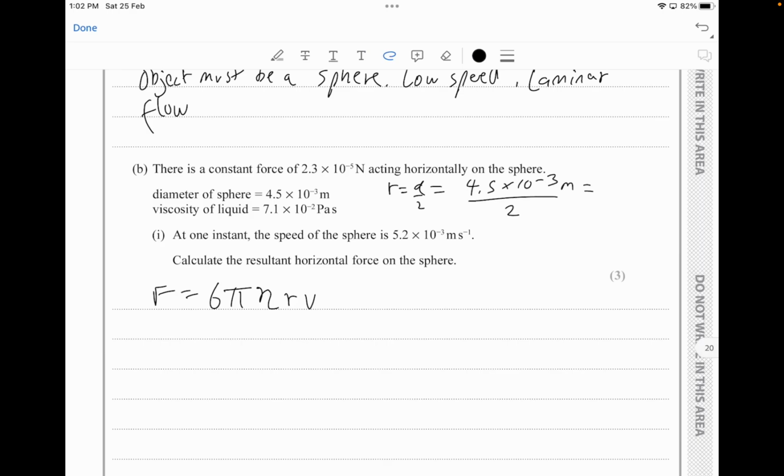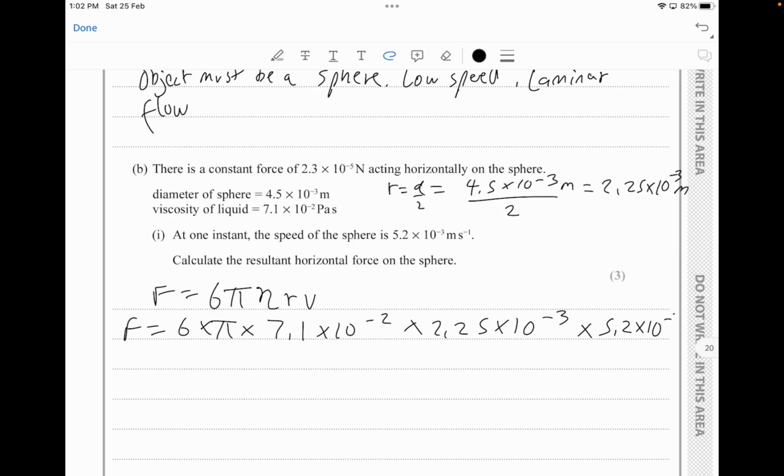This is in meters, which is going to give us a radius of about 4.5 times 10 raised to the power negative 3 divided by 2. This is going to give us a value of about, let's say, 2.25 times 10 raised to the power negative 3 meters. Now what we're going to do is the force is equivalent to 6 times pi times eta, which is the viscosity, 7.1 times 10 raised to the power negative 2, times the radius, 2.25 times 10 raised to the power negative 3, times the velocity, in this case is 5.2 times 10 raised to the power negative 3, alright?